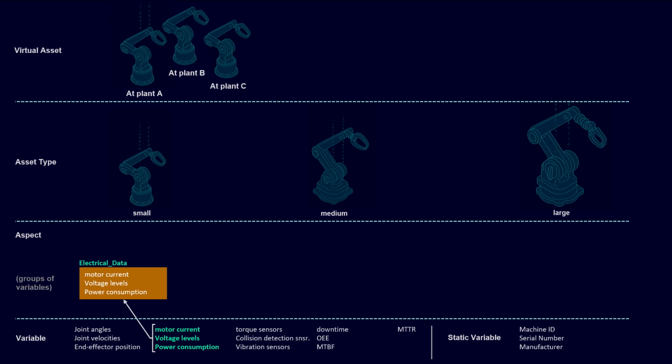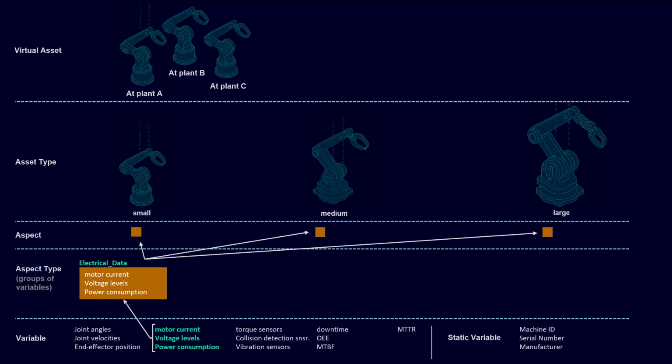As this aspect is relevant to all robot types, it can now be applied to the small, medium, and large robot types. To avoid repeating this grouping and to standardize this structure for each robot, the approach is to first create an aspect type, which can then be reused. This approach also applies to other variables. You can group them similarly.